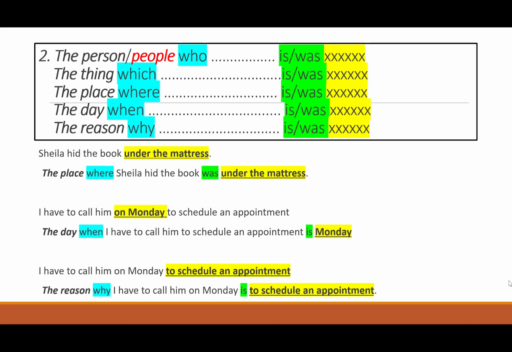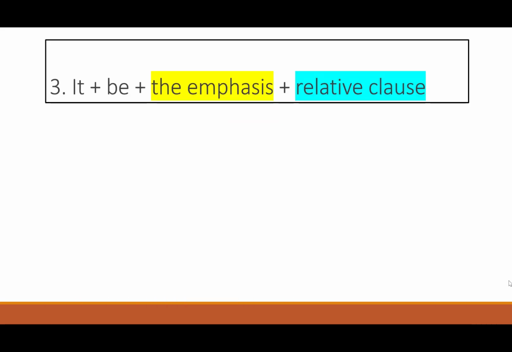Now let's continue to the third pattern. Look at the pattern, guys. We start from the subject, and the subject is an it. We call this introductory it. Then we use be as the verb. Next, we put the noun or phrase we would like to emphasize here. It's in the middle of the sentence. Remember, for pattern number 1, we put the word or phrase we would like to emphasize as the subject in the beginning. For number 2, we put the noun or phrase we would like to emphasize at the end of the sentence. For this one, it's in the middle.